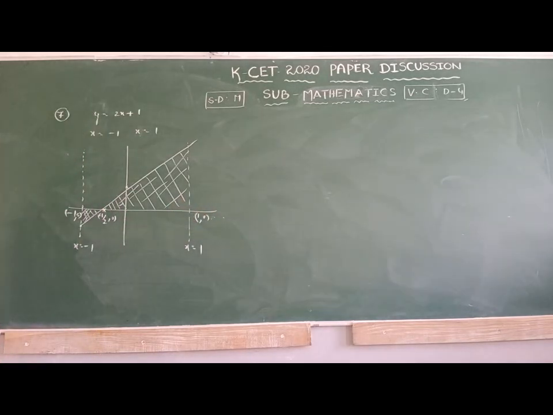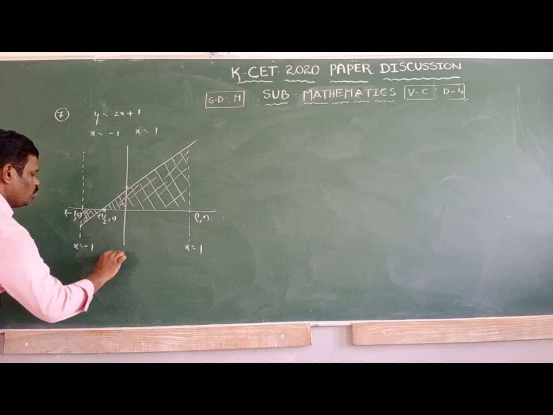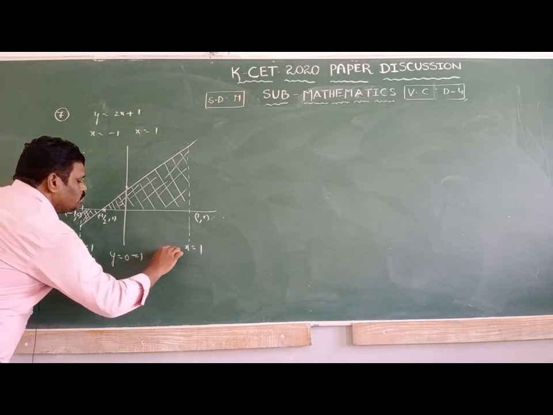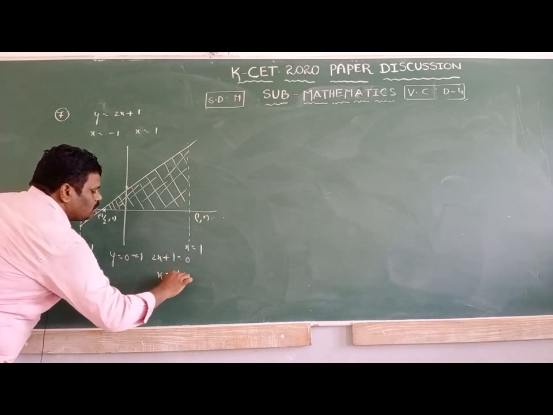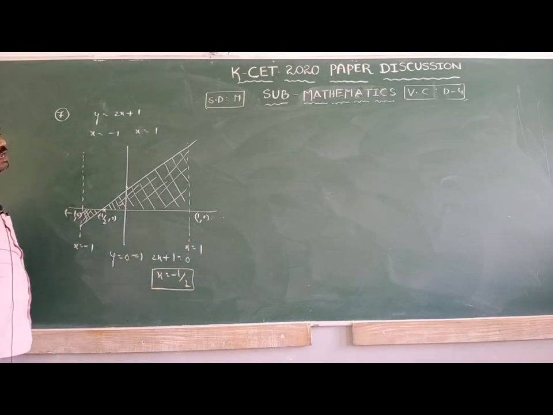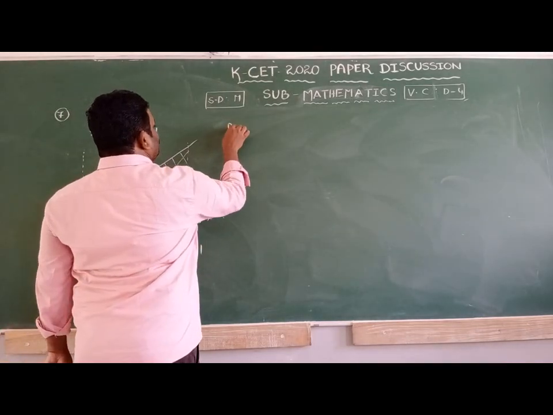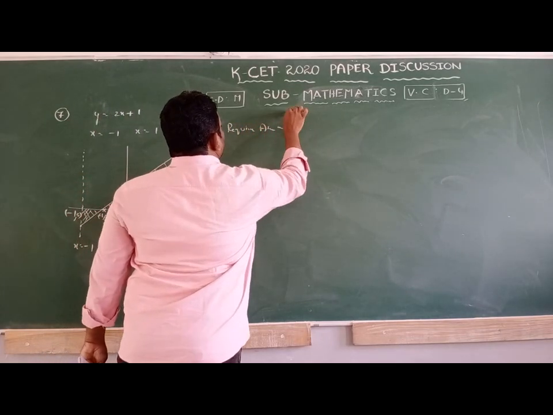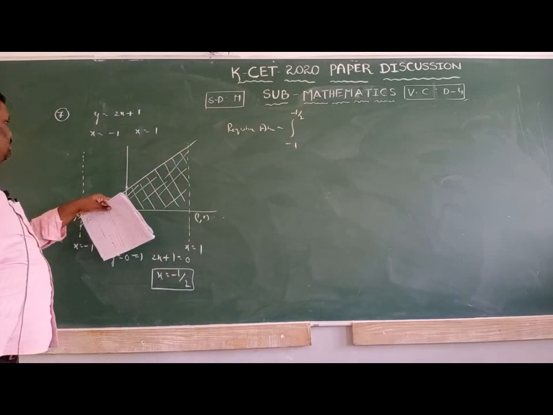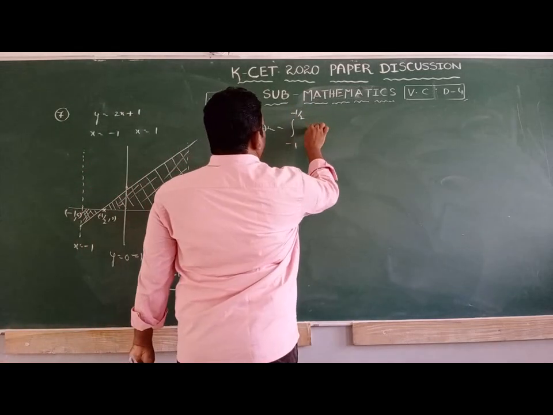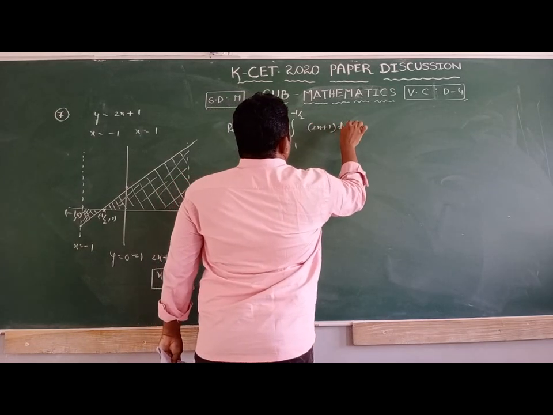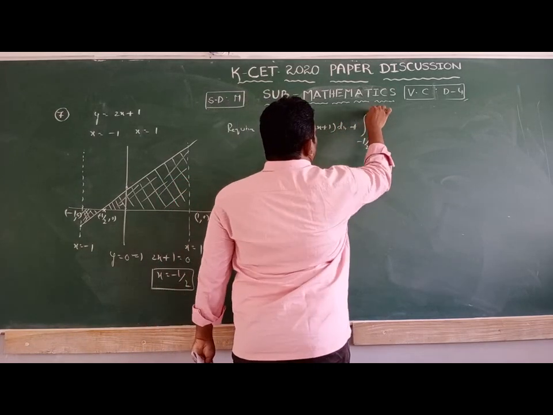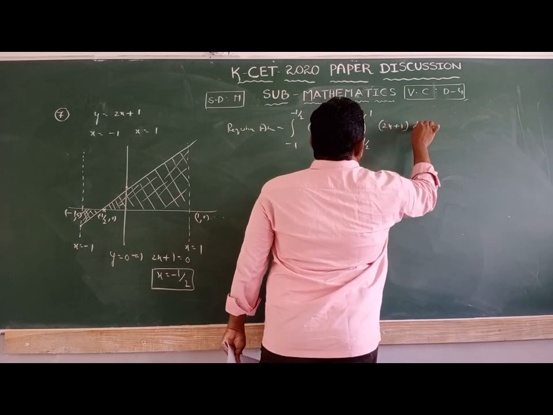So for the required area, how do we get minus 1 by 2? In the given line equation we put y is equal to 0. So y is equal to 0 implies 2x plus 1 is equal to 0, x is equal to minus 1 by 2. Now the required area is the integral from minus 1 to minus 1 by 2 of the line equation, 2x plus 1 dx, plus the integral from minus 1 by 2 to 1 of 2x plus 1 dx.